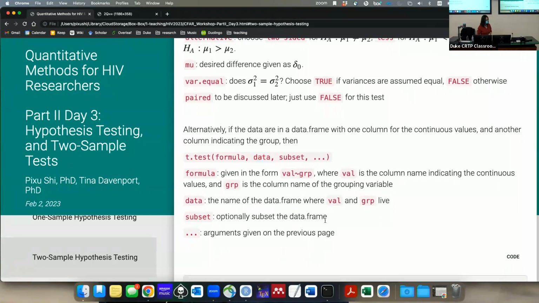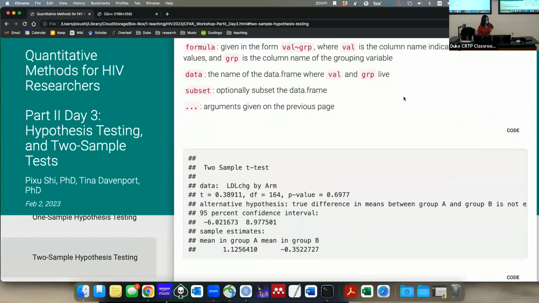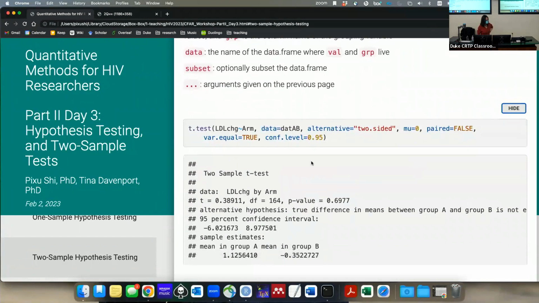And you can also subset your data frame. For example, if you have different hospital sites in your data set as well, then you can use that to subset and do the t-test for each hospital separately. So here I have just the simple case where the data is stored in this data frame, and those two are the two column names. And you will have all of the things that we described earlier in the output. Any questions?